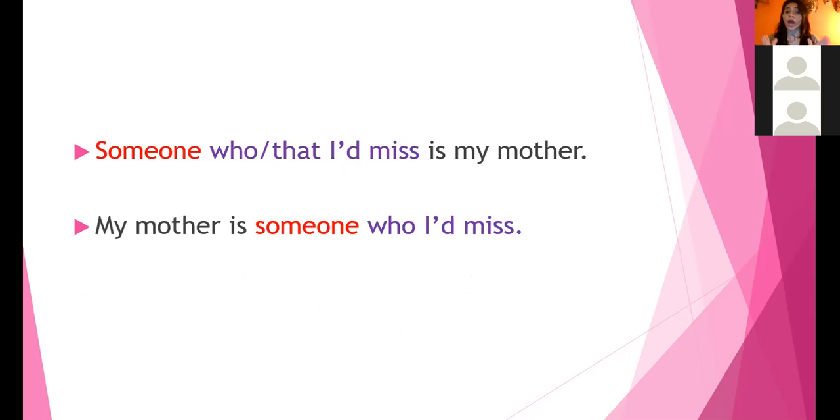Now, someone who I would miss is acting as a subject because it's before is, all right? And in the second one, my mother is someone who I would miss. Someone who I would miss is acting as an object because it's after the verb is, okay? Now, the meaning is the same. You're not changing anything. You're saying exactly the same.